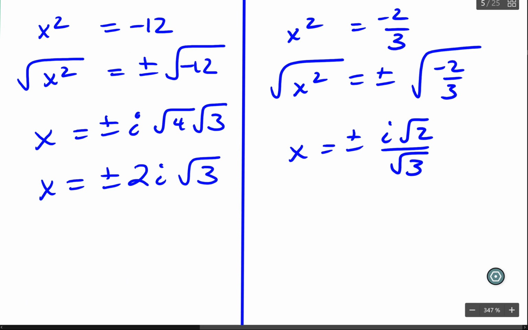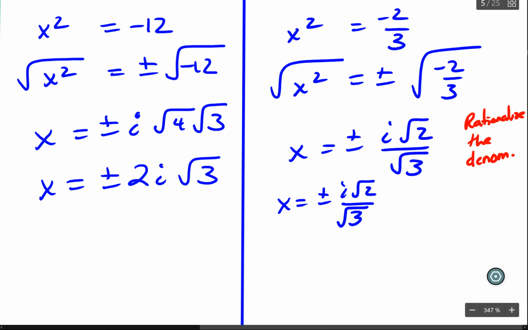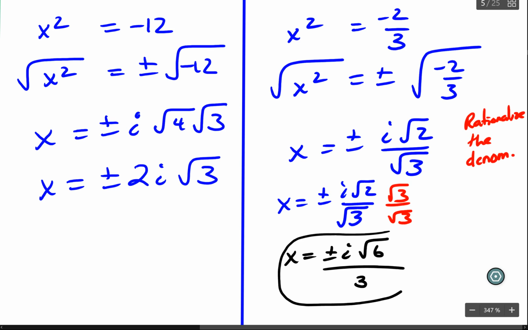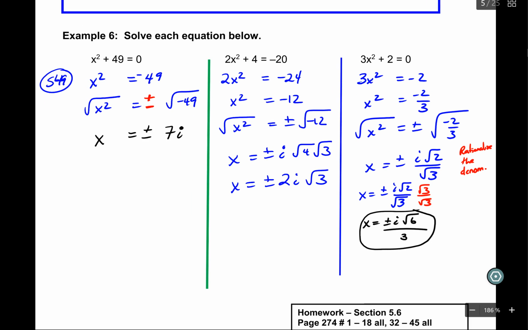I don't know if you remember this, but to rationalize the denominator, we have to multiply both top and bottom by what's missing to make that square root of 3 a perfect square. So in this case, what we're going to multiply by is the square root of 3 over the square root of 3. That's going to give us x equals plus or minus i square root of 6 all over the square root of 9, which is 3. So that gives us our final answer, a complex number for sure as we're working on this.